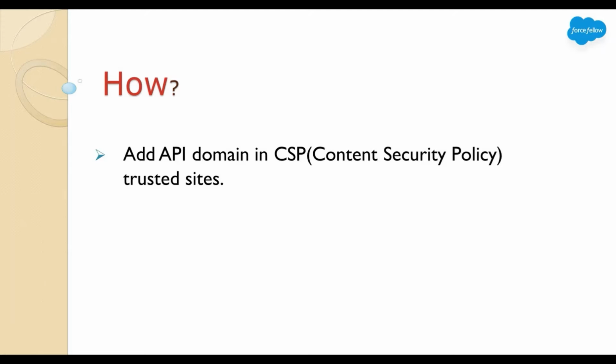First, we need to add the API domain in CSP trusted sites in Salesforce. And why is this required? Because the Lightning Component Framework uses CSP to prevent cross-site scripting and other injection attacks. So by adding our domain in CSP trusted sites, we can make callouts from JavaScript as well.